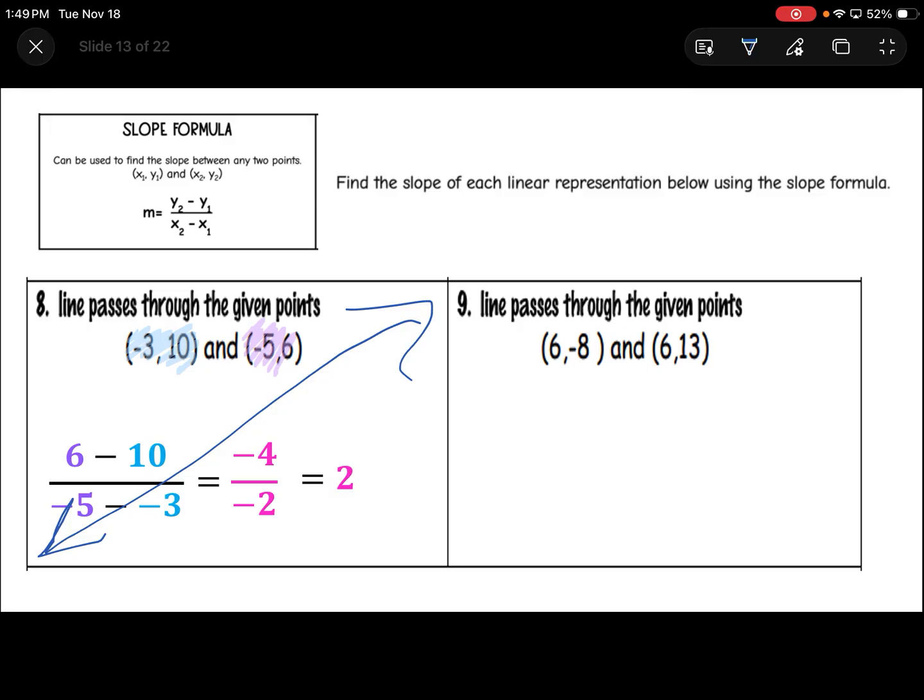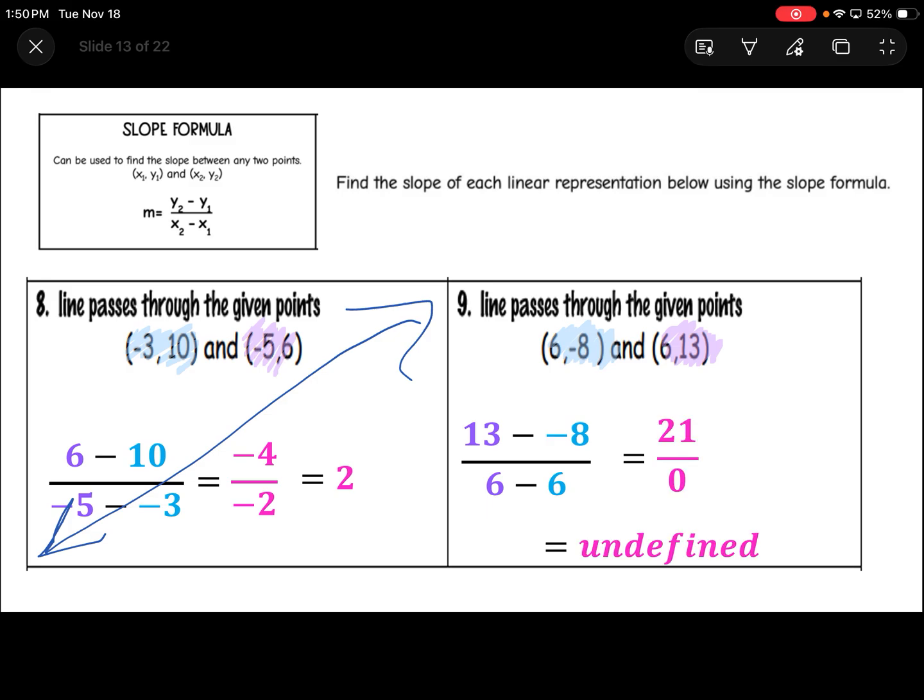What is happening when both of those x values are 6? Where does that mean that's going to be? That's going to be vertical. Why? Because you're going to have 6 minus 6 on the bottom. Are we following? You can do 13 minus negative 8, or you can do negative 8 minus 13. But either way, you're going to have 6 minus 6. And whenever you have that happening, 6 minus 6 results in a 0 in the denominator, which is undefined.